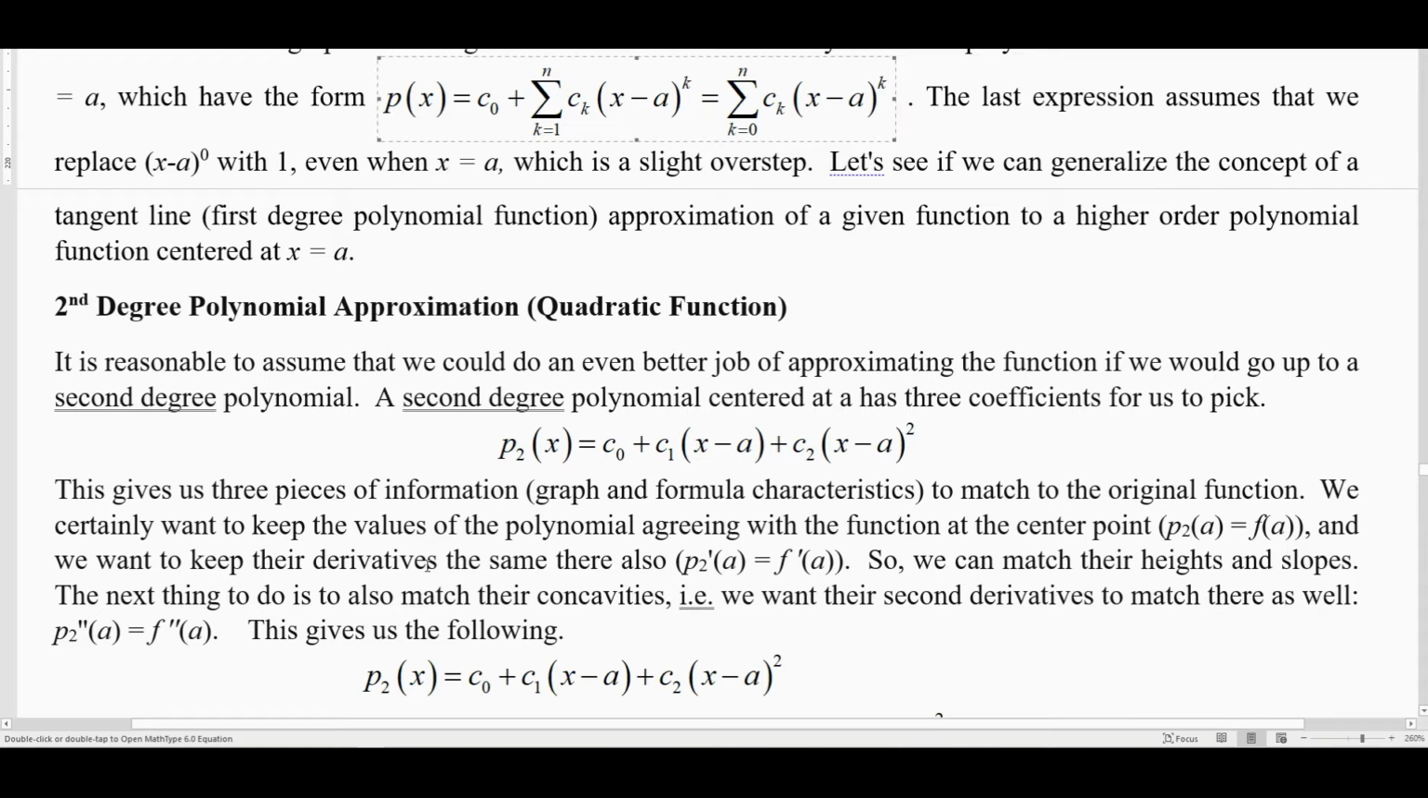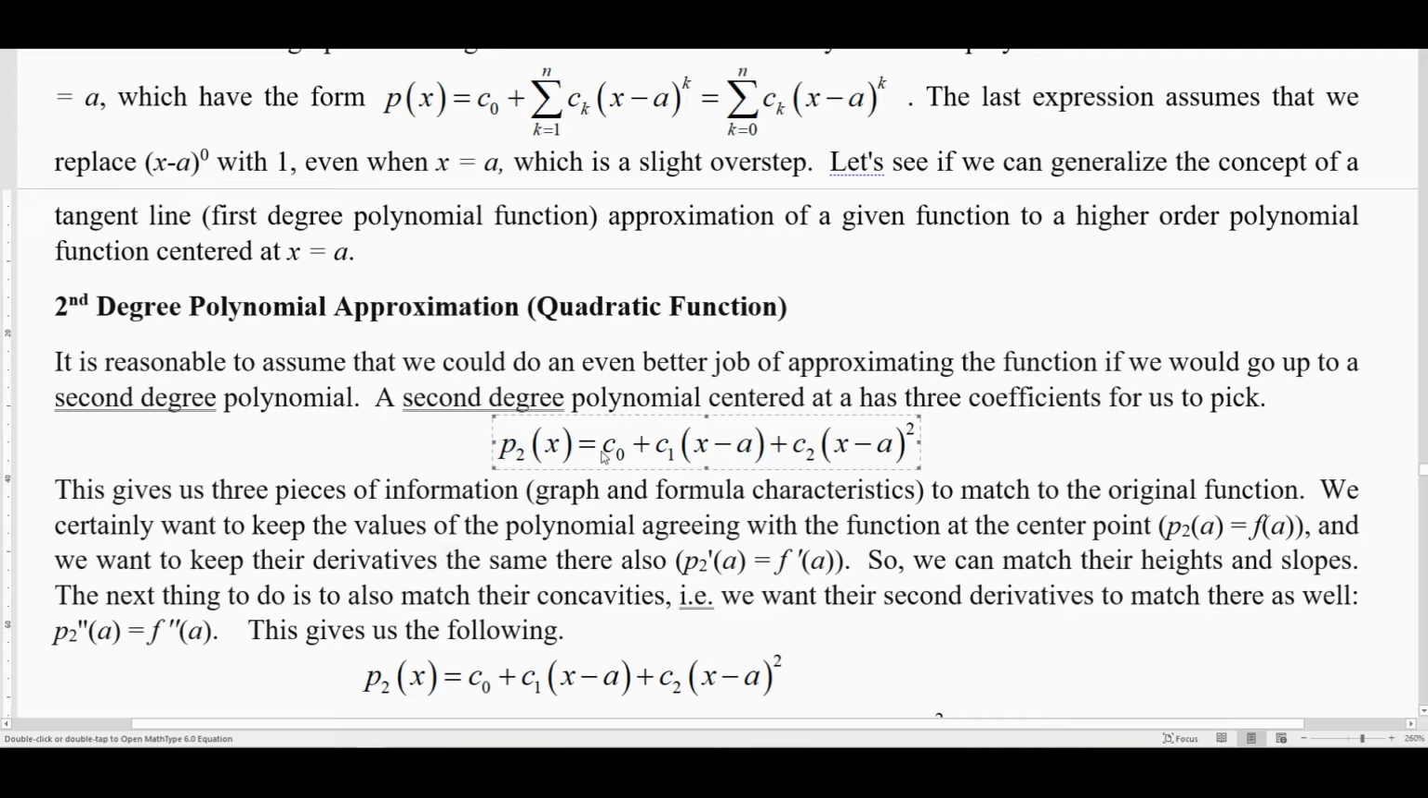So we need to get three pieces of information, characteristics of the formula and the graph, that we want to match. Well, the first and most important one is we want it to go through our center point. So P sub 2 of a has got to be f of a. Well, if you look at that, you put in a for x, that's 0, that's 0. So P sub 2 of a has to be c sub 0.